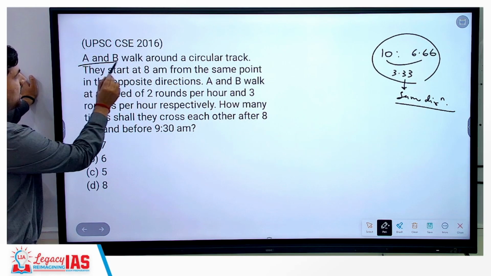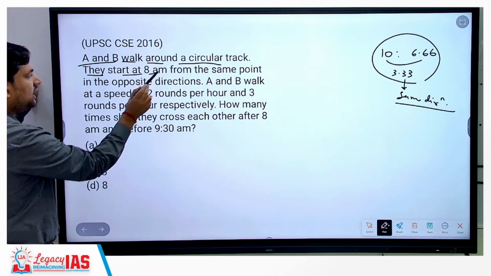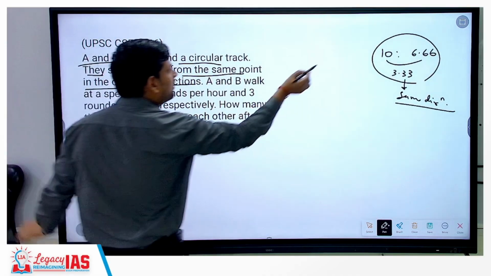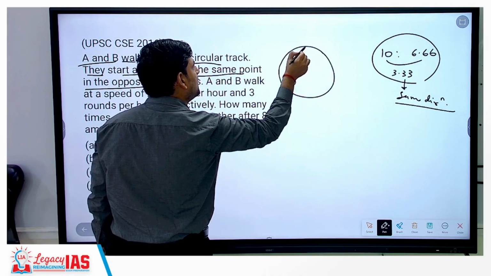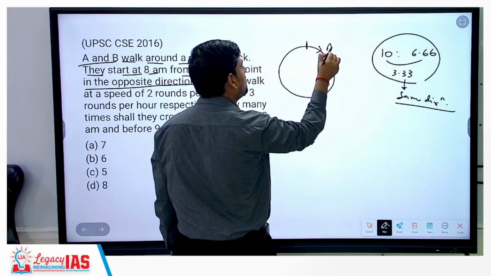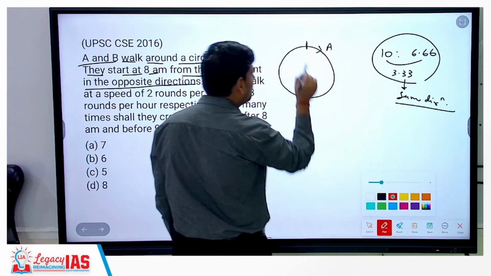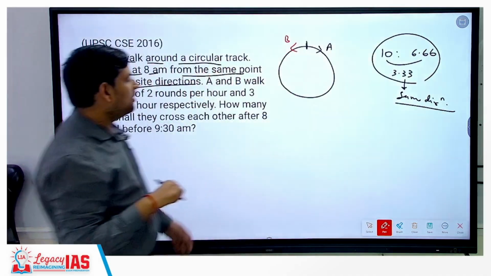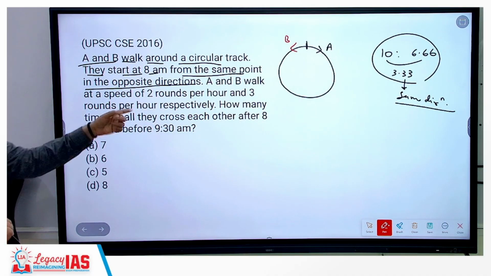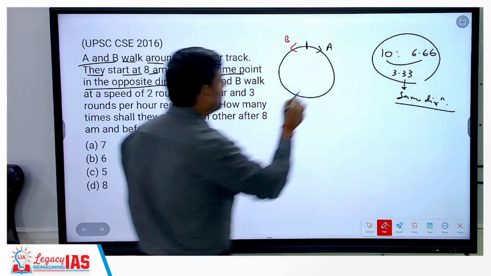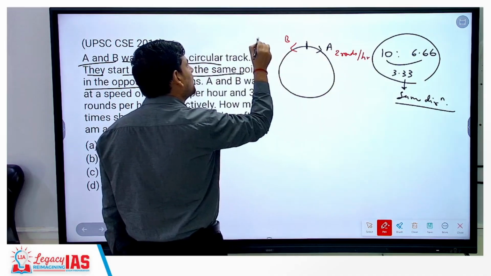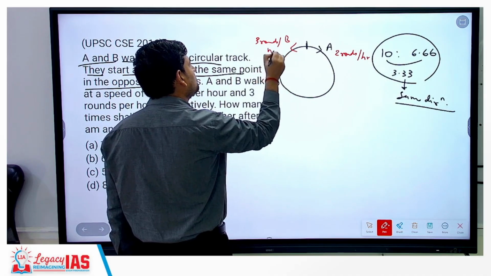What it says: A and B walk around a circular track. They start at 8 a.m. from the same point in opposite directions. Okay, so let's say this is the starting point, A moves in this direction and B moves in this direction, opposite directions. A and B walk at a speed of 2 rounds per hour and 3 rounds per hour. So A is walking at 2 rounds per hour and B is walking at 3 rounds per hour.